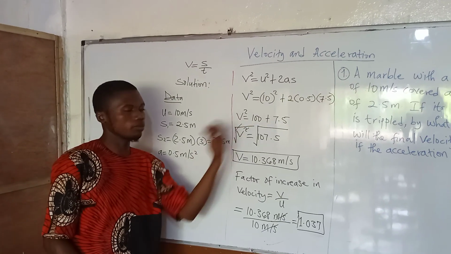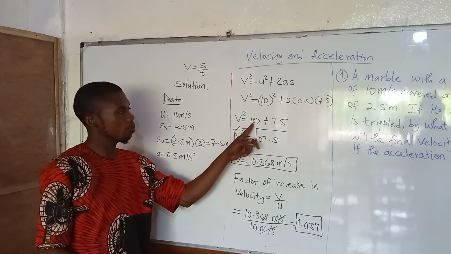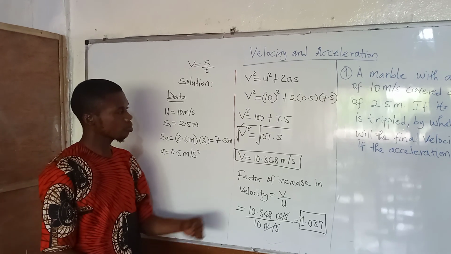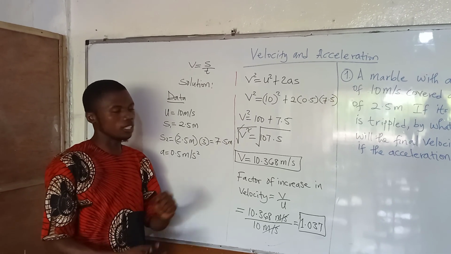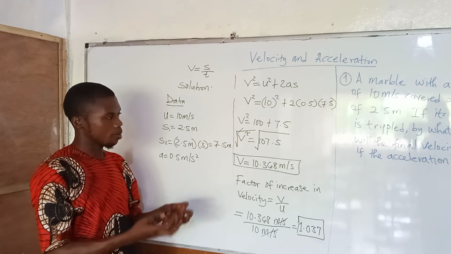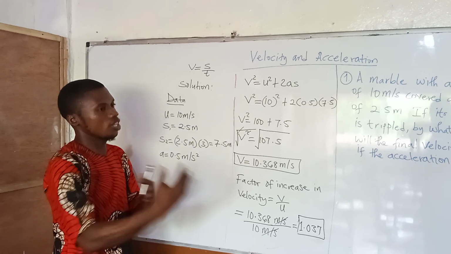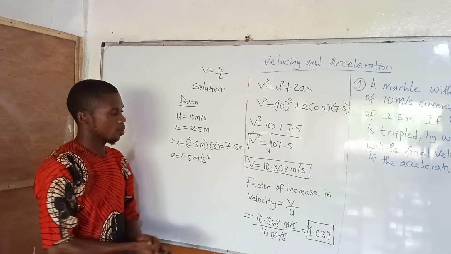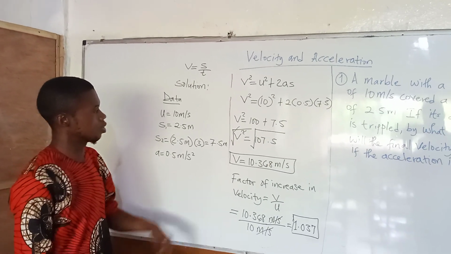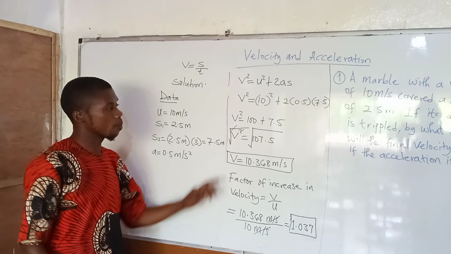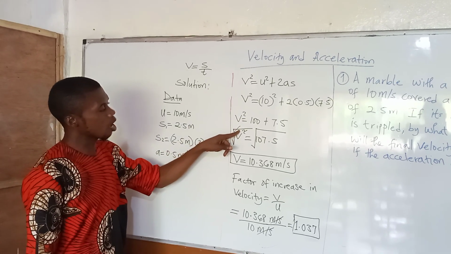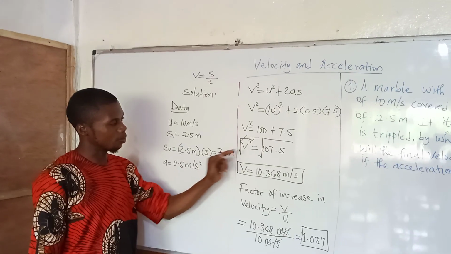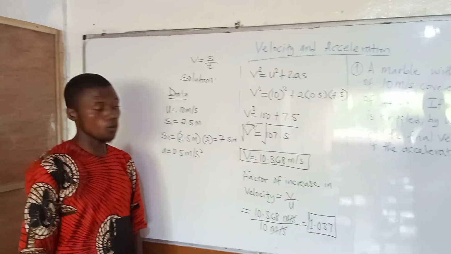We sum the two up. So 100 plus 7.5 gives us 107.5. We are looking for the final velocity first, because from there we'll be able to find by what factor the velocity increases. So we have to put it under the square root, because we have to cancel this square, and we also have to apply that on the right side of the equation.